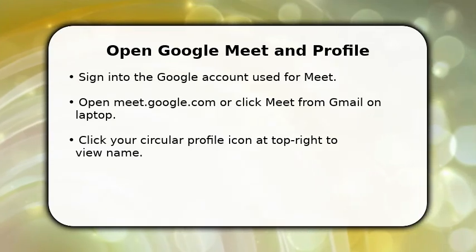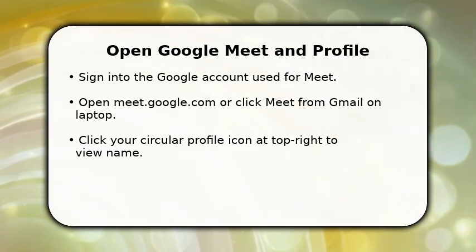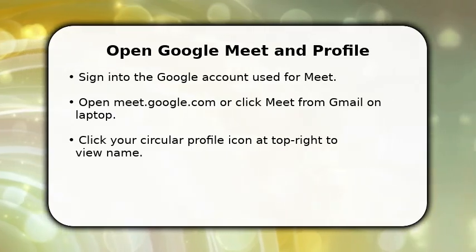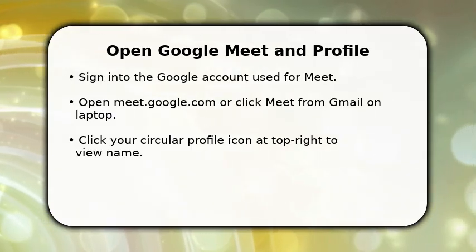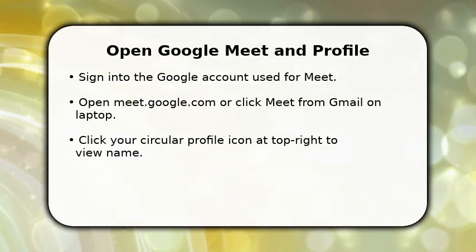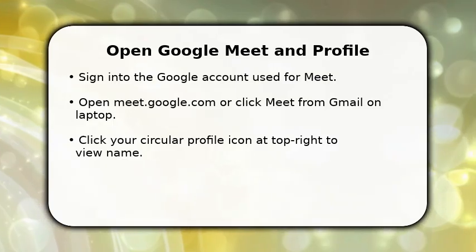Enjoy the video. You start by opening Google Meet on your laptop and signing into the exact Google account you use for meetings. Once there, click the circular profile icon at the top right. This reveals the current display name and email. Make sure you're changing the right account if you have multiples.